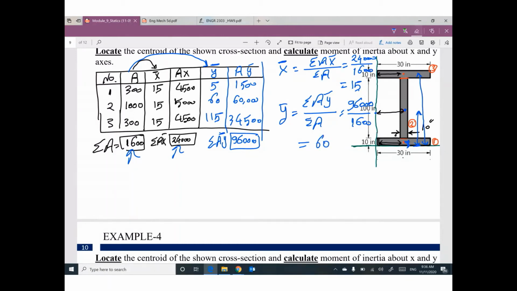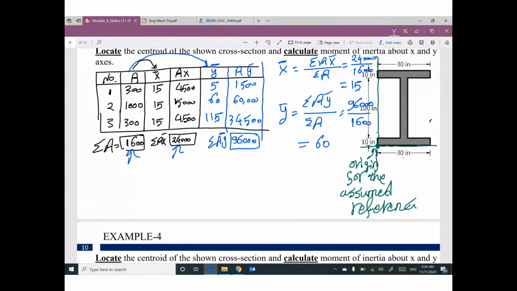So, guys, I'm gonna delete everything here. I don't need this reference anymore. And just to remind you, we have a reference here. We have another reference here. From this origin for the assumed references. From this point, I will walk horizontally, distance equal 15. And then walk up, distance equal 60. To reach this point, which is the centroid for this whole cross section. At this centroid, I can put my x-axis and my y-axis for this cross section.